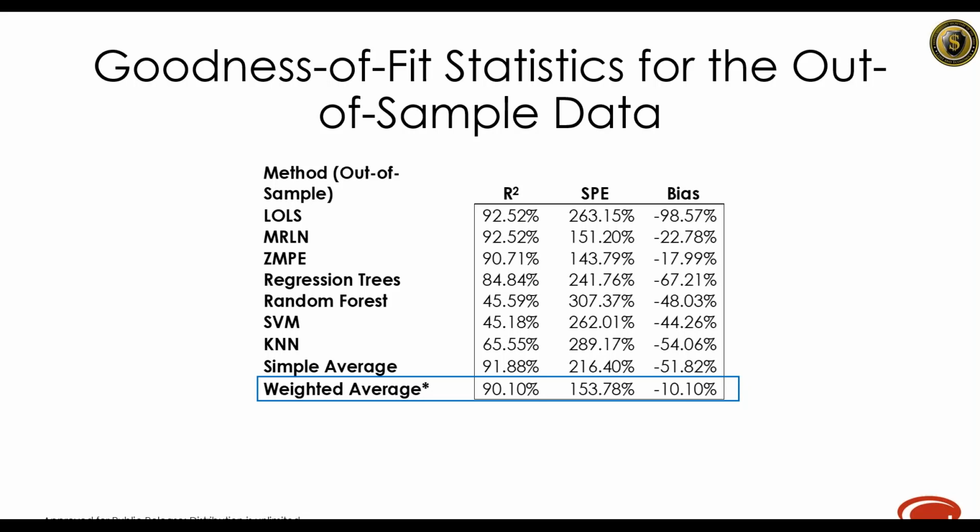The weighted average, however, has an R-squared and an SPE that is comparable to both Merlin and Zimpi, as well as a lower bias. So we definitely see that the weighted average is better overall than any of the single models that we have presented here.